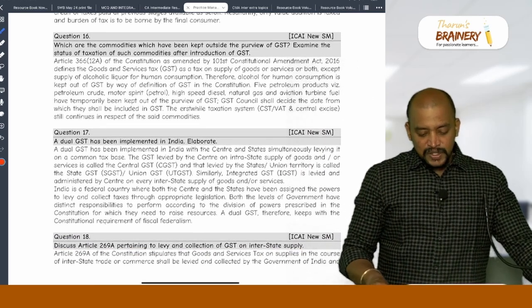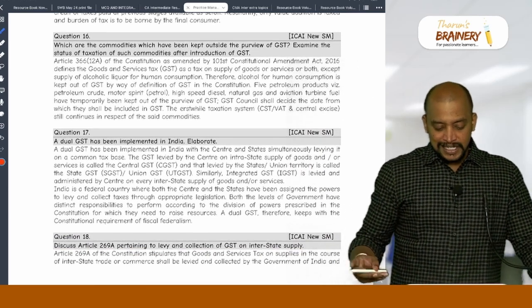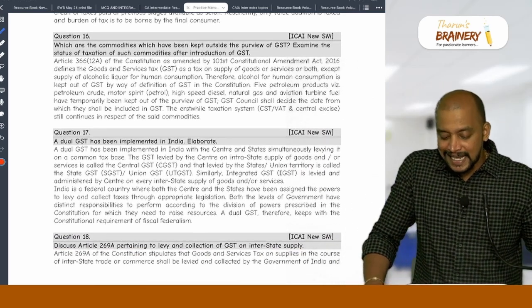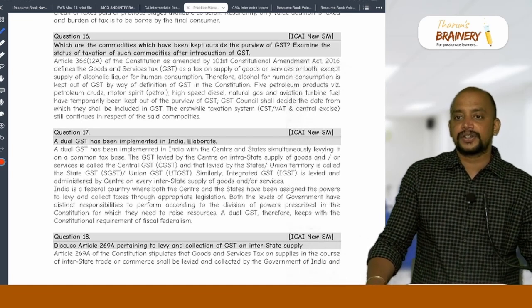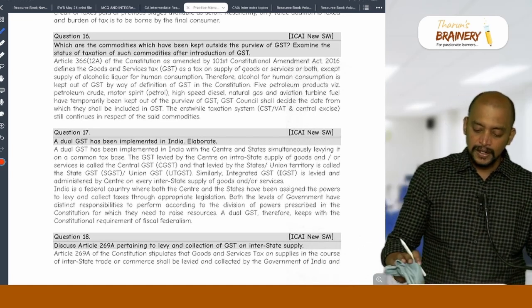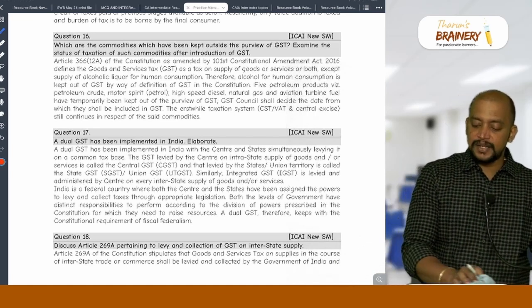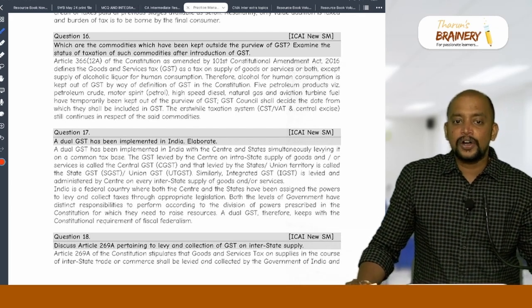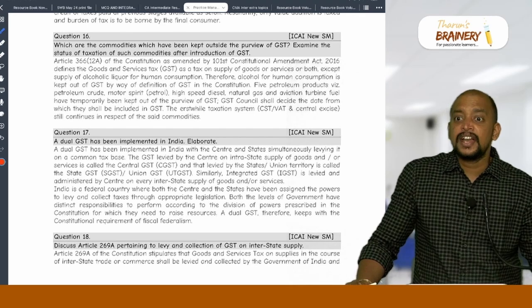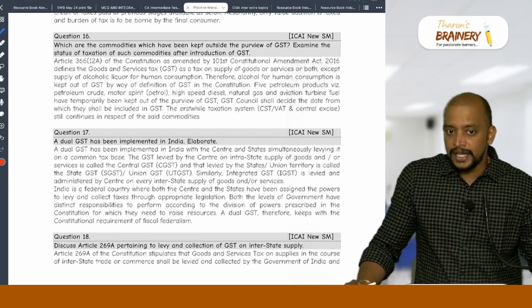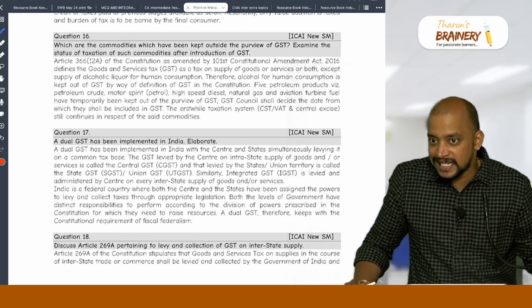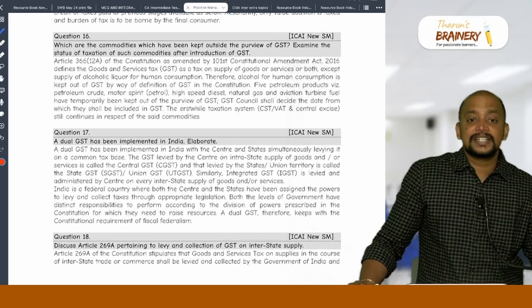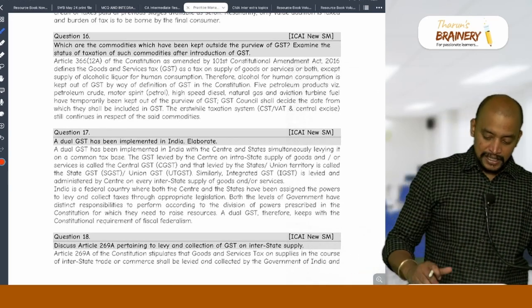Which are the commodities which have been kept outside the purview of GST? Examine the status of taxation of such commodities after introduction of GST. What are the commodities kept outside the purview of GST? Non-taxable supplies, what are they? Alcoholic liquor for human consumption and petroleum products: crude oil, petrol, high-speed diesel, natural gas, aviation turbine fuel.